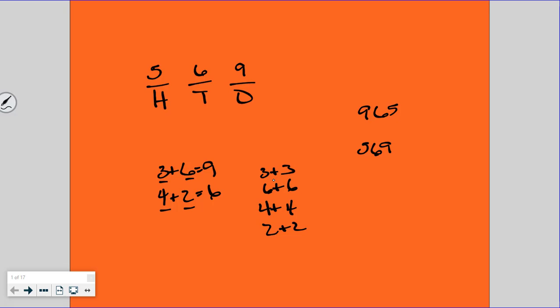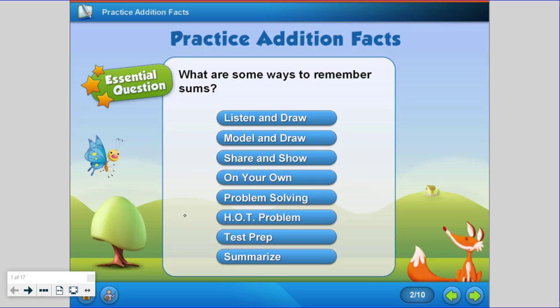Can you think of any times that you've used any basic addition facts outside of math class, outside of our classroom? Just think about that for a second. It's a good question. Let's continue to our next page where we get to our essential question.